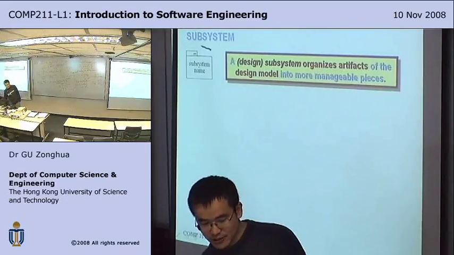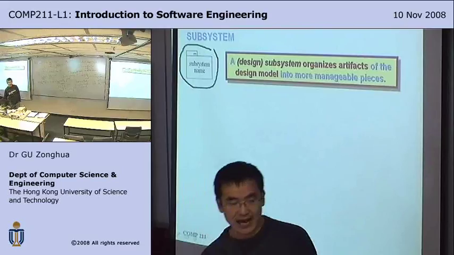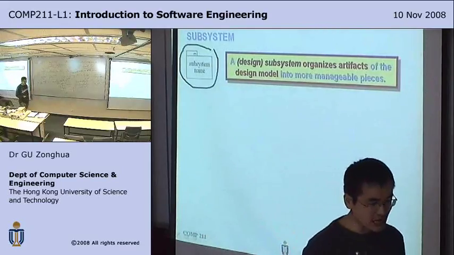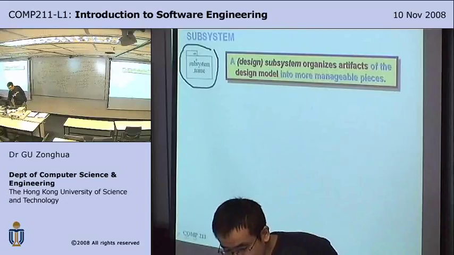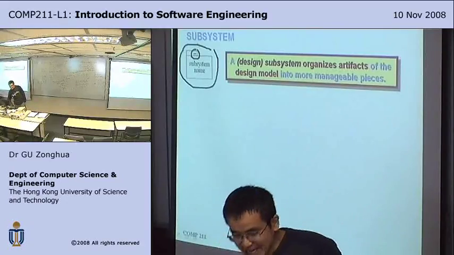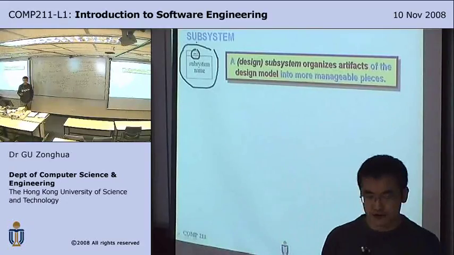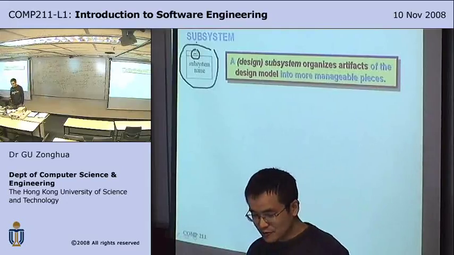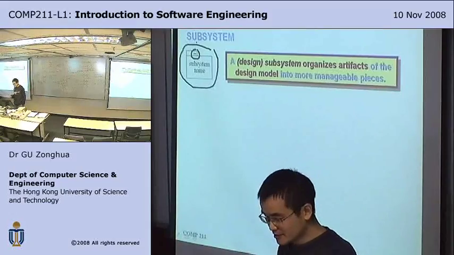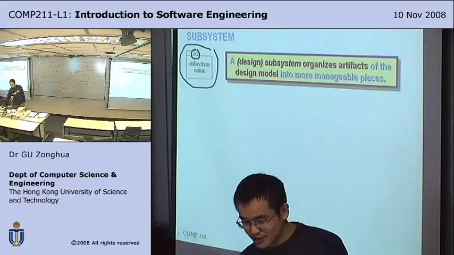This shape here is really similar to the package icon in the analysis model, except you have this little thing here indicating it's a design model subsystem, not an analysis model package. It's not really a standard in the UML specification, but it's a common convention.